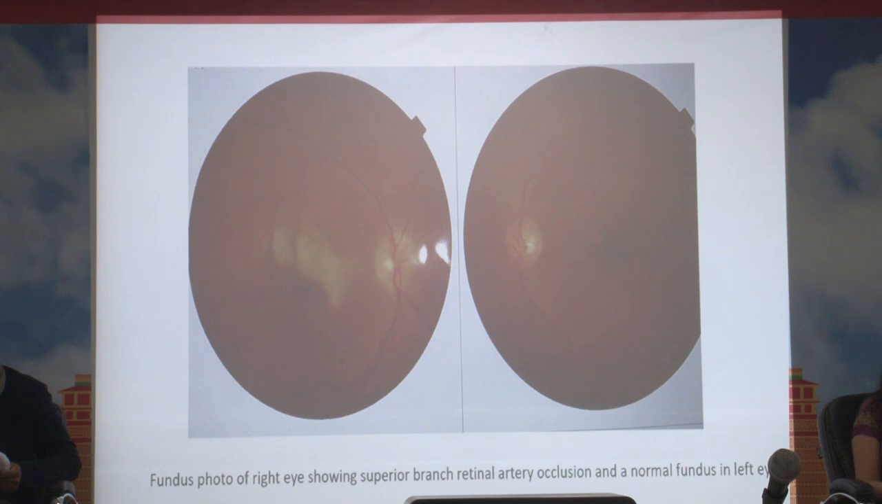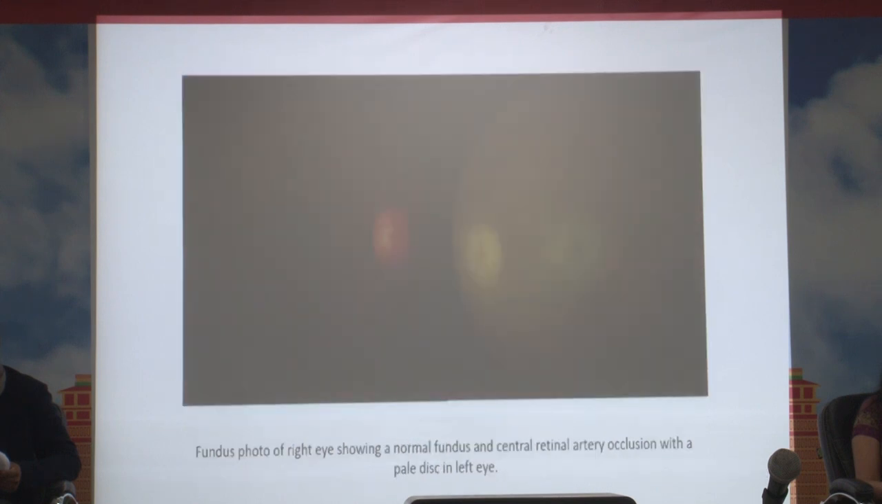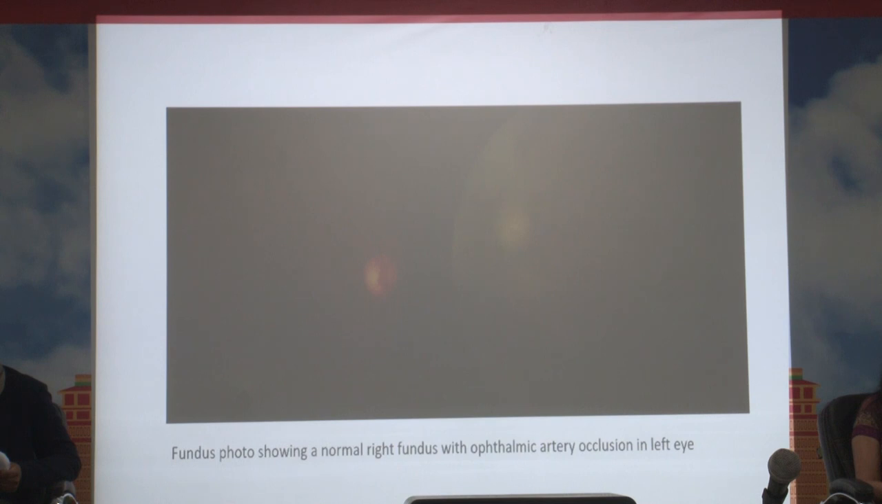This is a patient showing superior branch retinal artery occlusion in the right eye with a normal left eye. This patient shows a left eye central retinal artery occlusion with a cherry red spot with a pale disc. This shows a left eye ophthalmic artery occlusion.